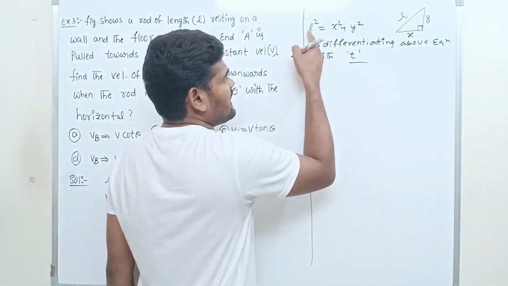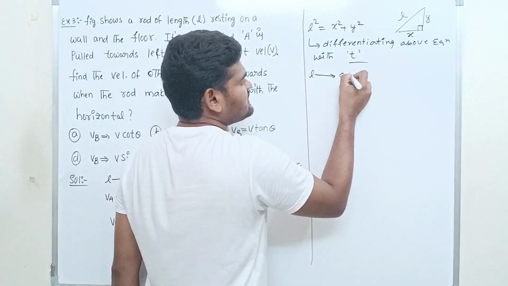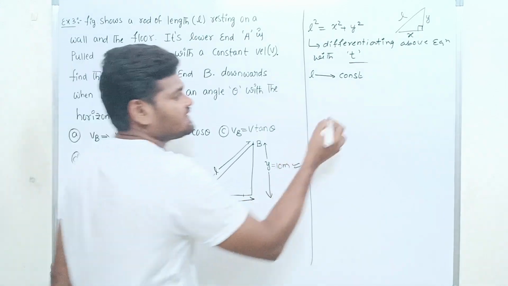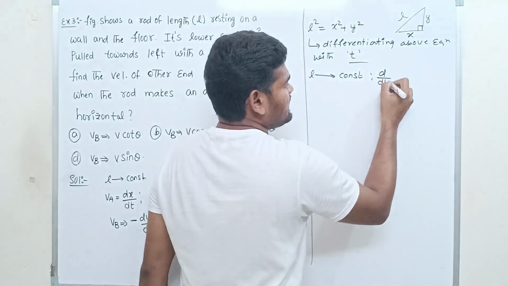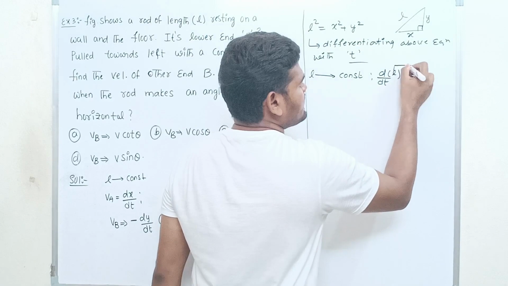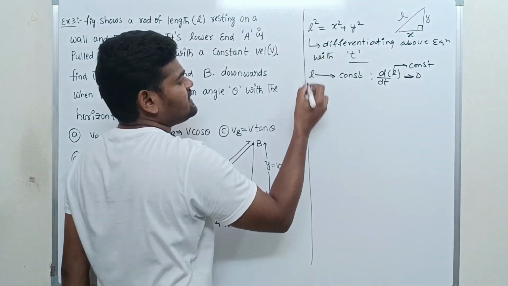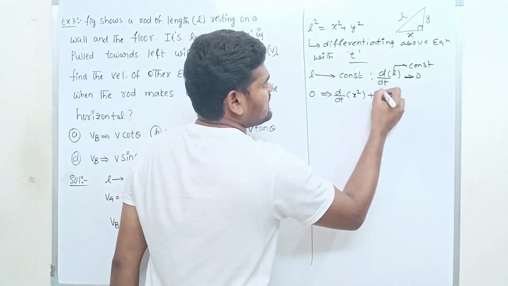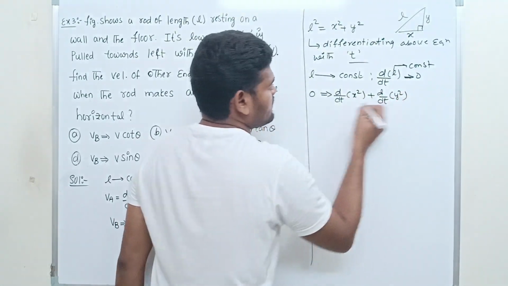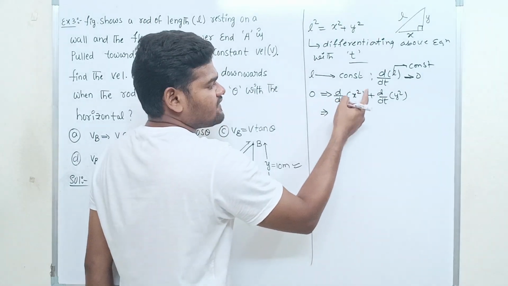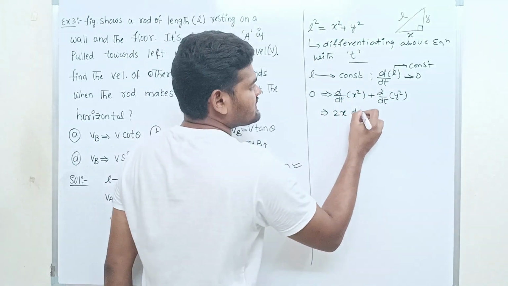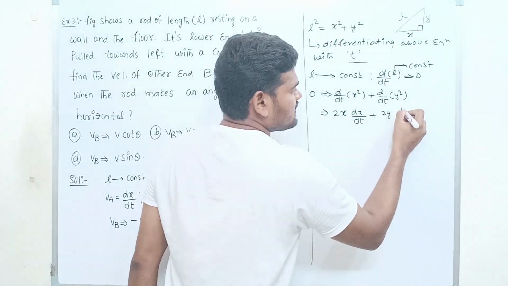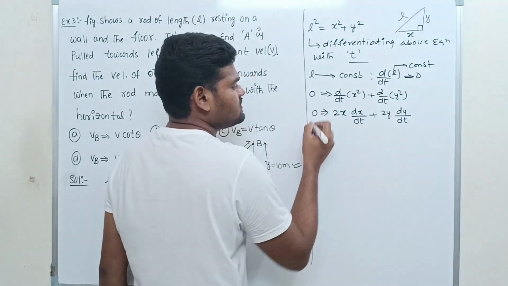So then it becomes, have a look, what is L? L is a constant term. Throughout the motion of the rod, L is constant. Differentiation of a constant: d by dt of L is equal to 0. So 0 is equal to d by dt of x square plus d by dt of y square. Differentiation of x square gives 2x dx by dt, plus differentiation of y square gives 2y dy by dt, is equal to 0.